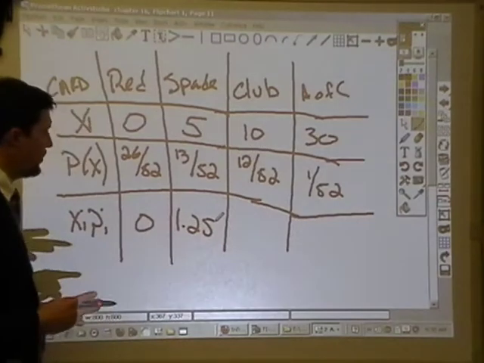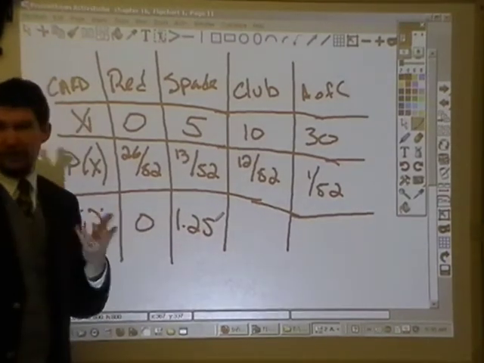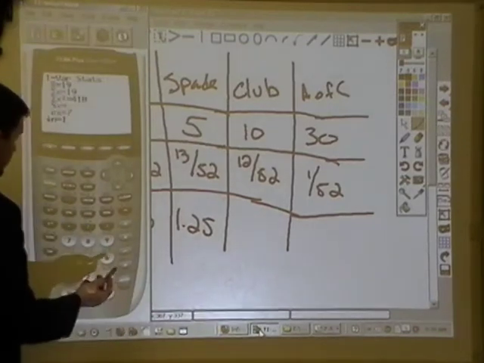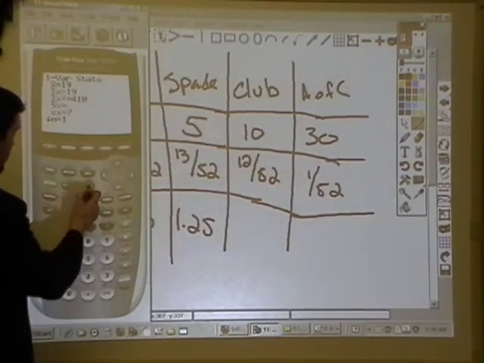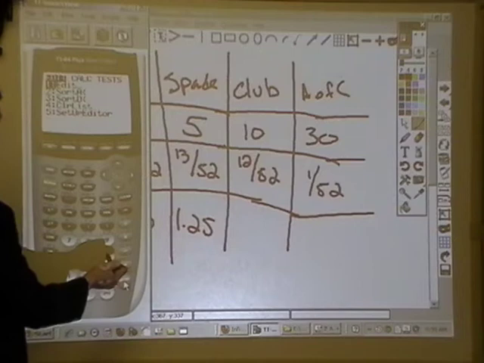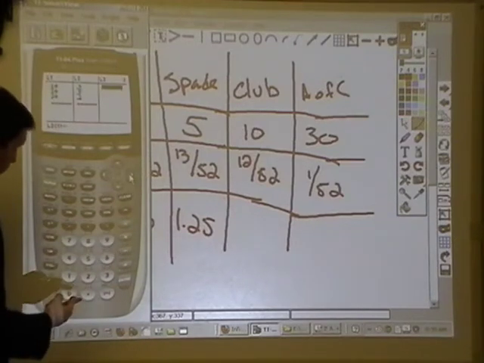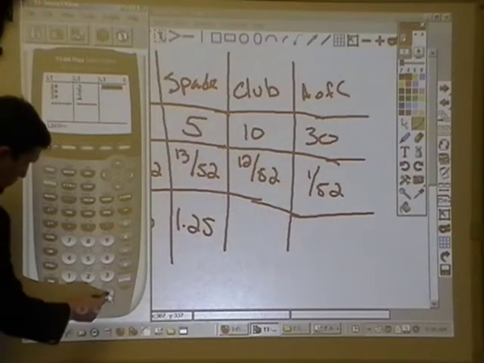That's not necessarily as easy. But why wouldn't I use my calculator on this? I should, because that would make sense. All right, so here let's go. Stat, edit. I don't want to erase. Let's go to L3, my values are 0.